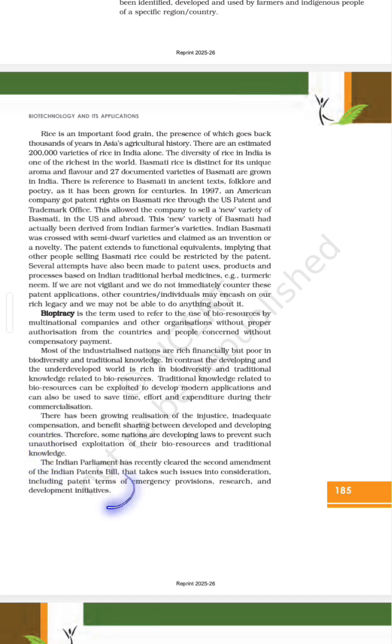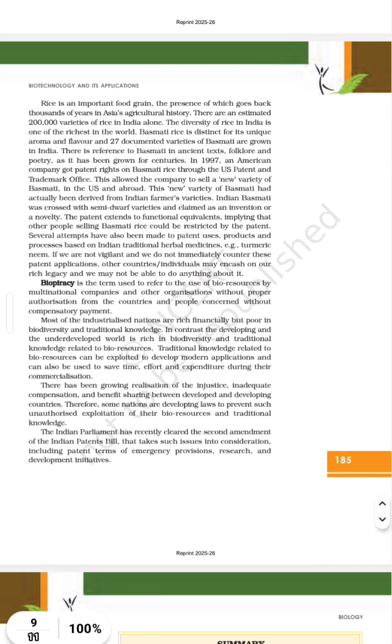Again, the last para. The Indian Parliament has recently cleared the Second Amendment of Indian Patents Bill that takes such issues into consideration, including patent terms of emergency provisions, research and developmental initiatives. That's it for this chapter. All this biopiracy, what is biopiracy? What step has Indian Parliament taken? The thing about basmati rice, memorize all those things.